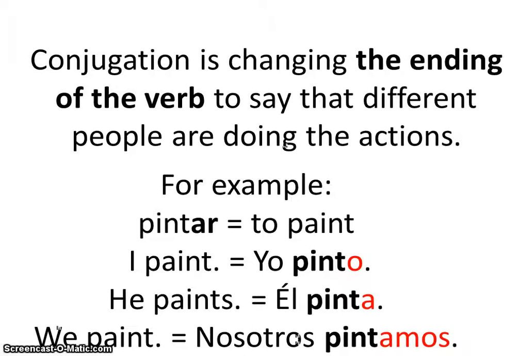We paint. I'm going to use the subject pronoun nosotros for we. Pintar means to paint. Take off that AR, which means to, and put the new ending on that goes with the subject pronoun nosotros, which is amos. Nosotros pintamos, we paint.